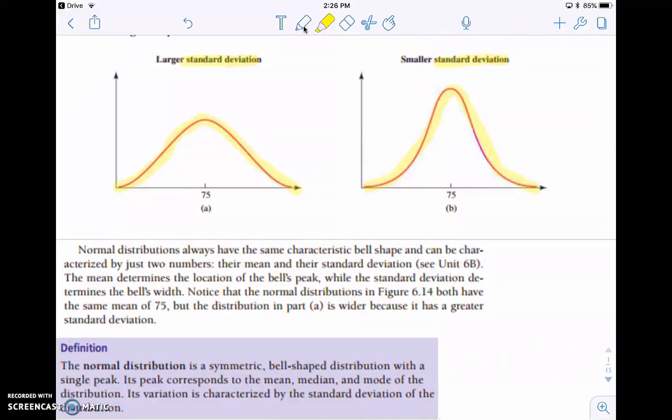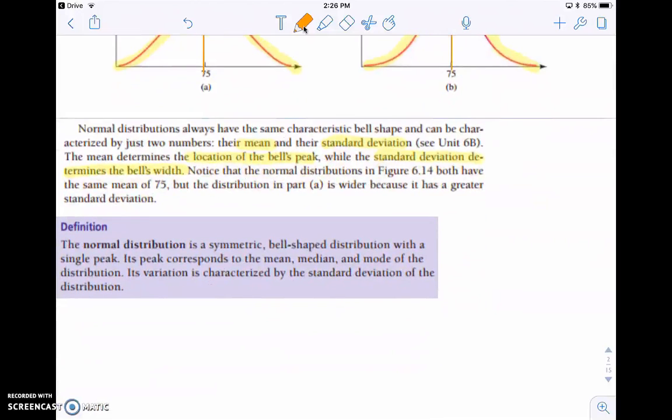When we look at a normal distribution, it can be characterized by just two numbers, the mean and the standard deviation. The mean determines the location of the peak, and the standard deviation describes the width. Notice in this example, they both have a mean of 75, but one is much taller than the other. Since they are bell curves, they are both symmetric as well, which will be really helpful in doing some of the calculations.